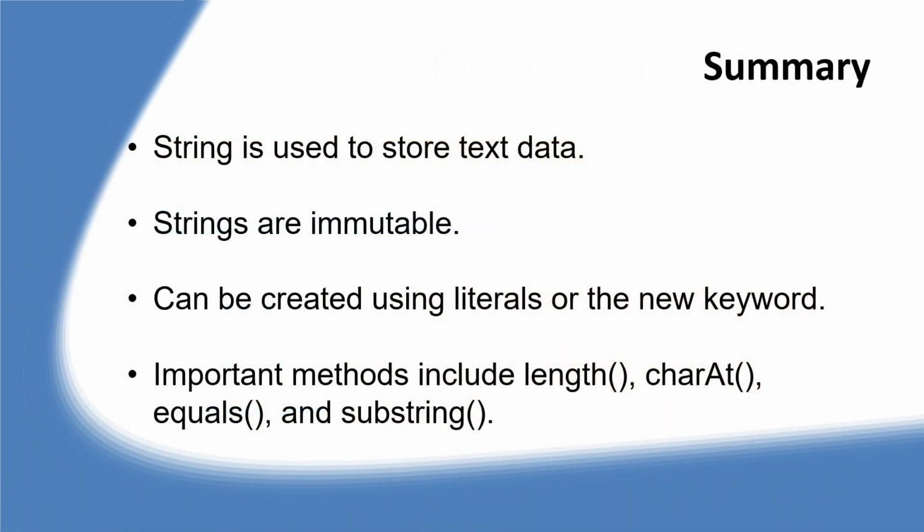Let's quickly summarize what we have learned so far. So we learned what a string is, how to create string objects, the concept of immutability, and commonly used string methods. So we have seen string is used to store text data. Immutability we have seen. And string can be created using literals and string objects using new keyword. And different methods: length, charAt, equals, substring.